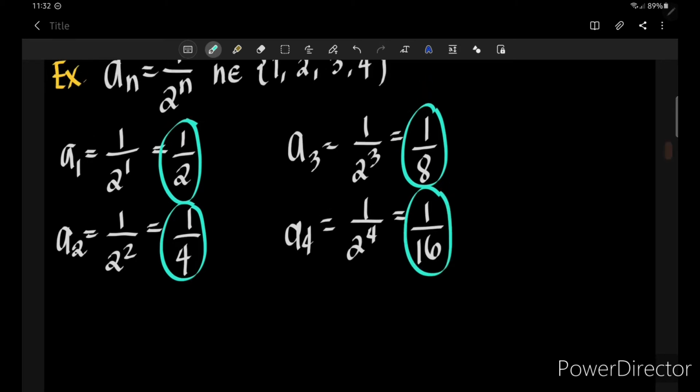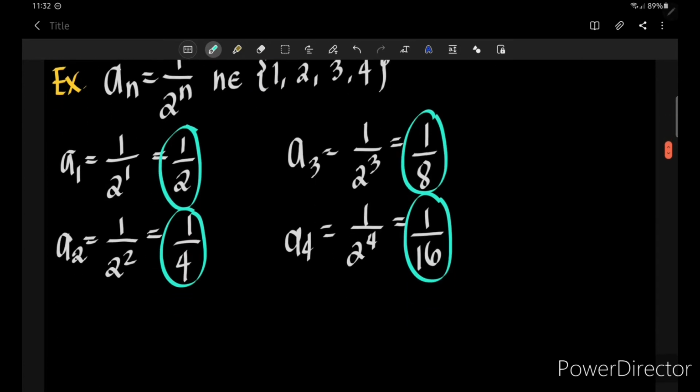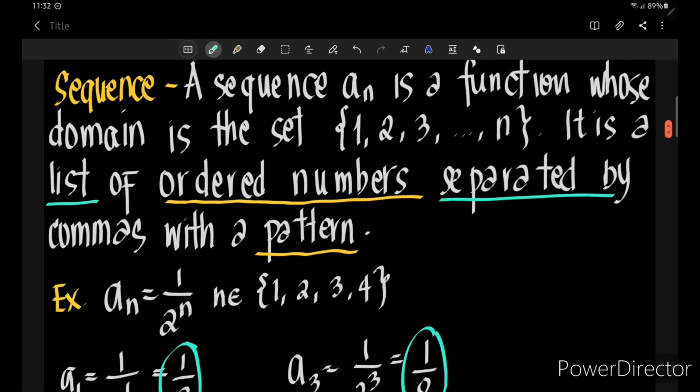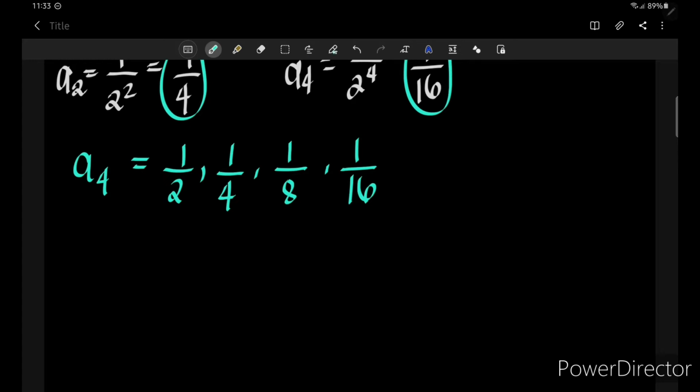So, pwede na natin silang i-list. So, meron tayong 1 half separated by commas. So, nakikita natin dito, separated by commas. So, 1 half, 1/4, 1 over 8, and 1 over 16. Okay? And that is our sequence a sub n. Bukayin lang natin dito. A sub n. Okay?